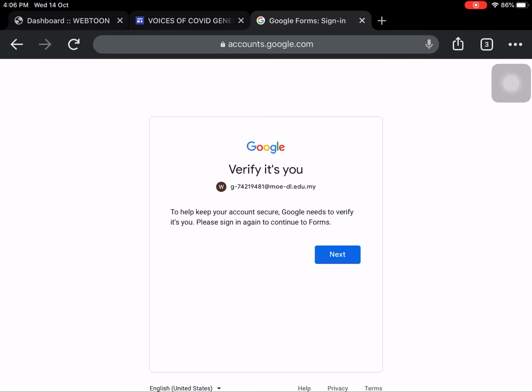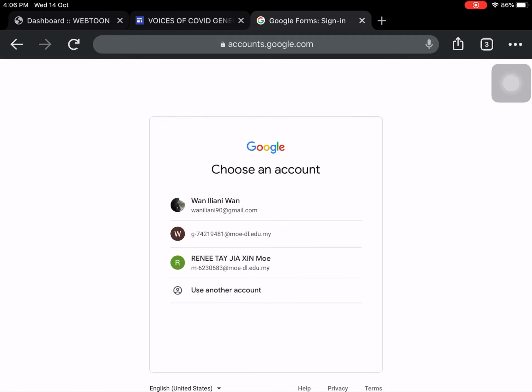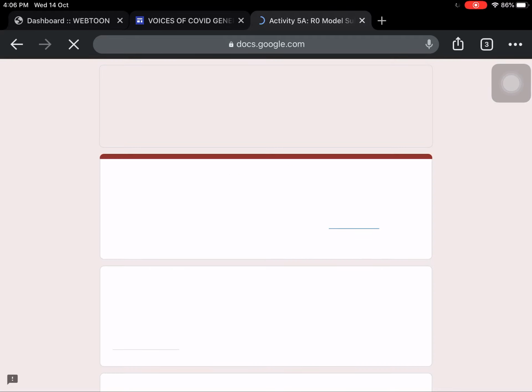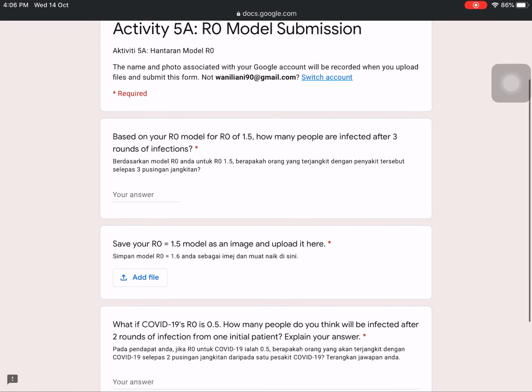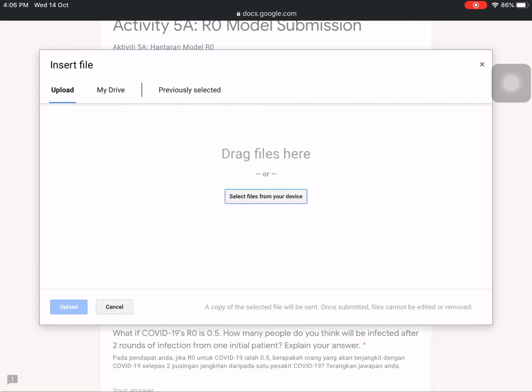Okay, let's say you click submit R0 drawing, it will bring you to the Google form. Okay, so based on your R0, how many people are infected after 3 rounds of infections? You must refer back to your drawing and then you can answer. And then you add your image here. Either you have drawn it online, which is the Google Drawing, or girls, you can use a paper and pen, no problem. Take a picture and then upload it here.